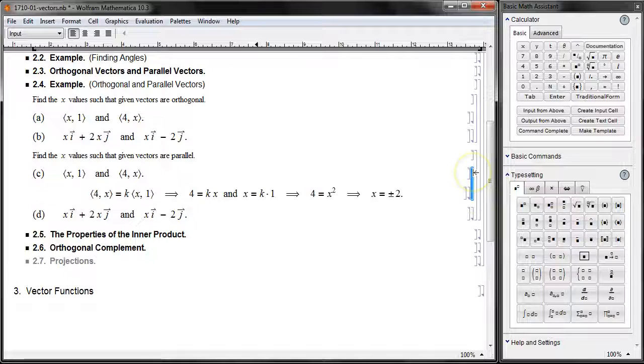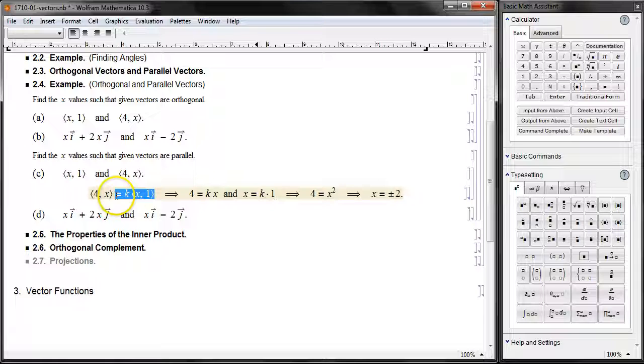Parallel vectors. This vector is k times the second vector, and we use scalar multiplication. K times that, set each equal. So 4 equals kx, x equals k times 1, or maybe I'll just add one more step here. So that's k times x, and then k times 1, isn't it?